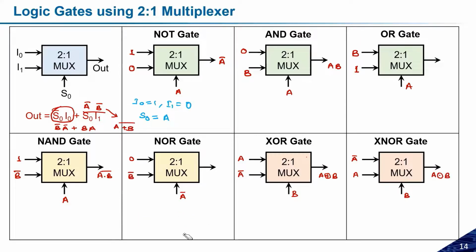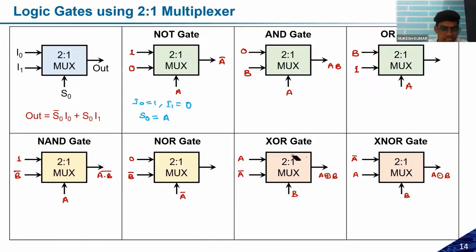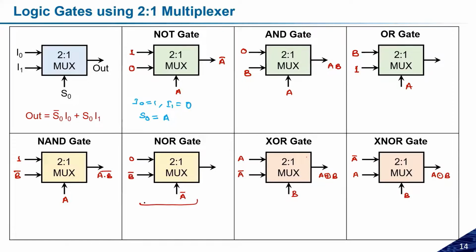Okay, so this is how we can make the different logic gates. Yeah, other cases are also possible. I already told you, whatever cases we are giving here, this is not the only possible solution. There could be different possible solutions. You can make any of the combinations.